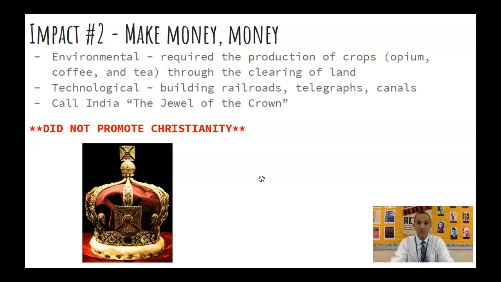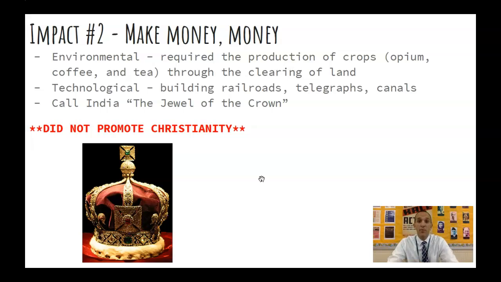in your own country. The British are going to call India the jewel of the crown because it's making so much money for them. It's so profitable for them that the British make so much money off of this colony that they are going to call it the jewel of the crown. And again, on a crown, the crown jewel is like your pinnacle or ideal thing. So this is their jewel of the crown.